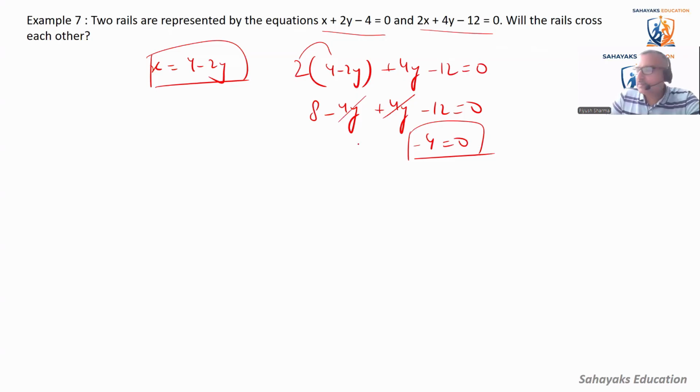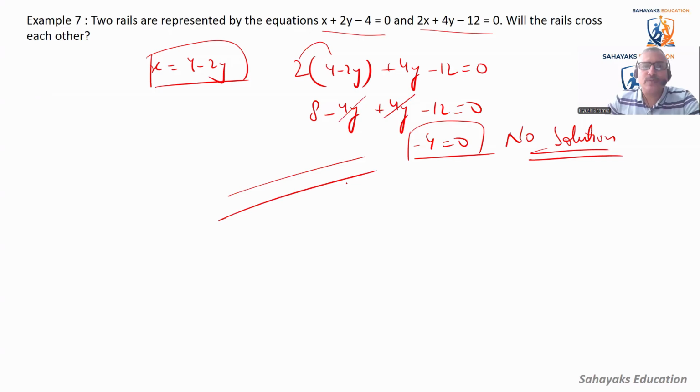That means these two lines are parallel lines. There is no solution. These two lines are parallel lines. This will never intersect, so there is no solution available for this.